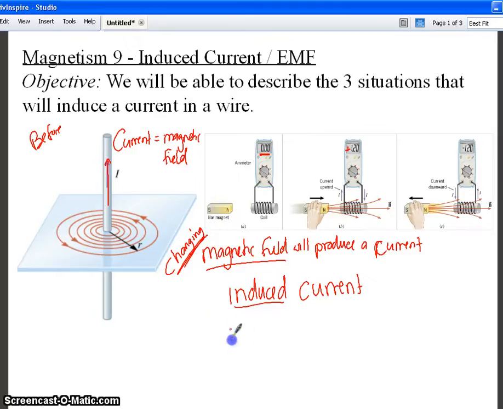This is also called an induced EMF. Remember, EMF stands for electromotive force, and this is essentially voltage. So basically, this bar magnet moving back and forth acts like a battery. This bar magnet induces a voltage. A voltage is the push, remember, and the current is the flow. The voltage pushes, electrons move. So an induced EMF causes an induced current there.